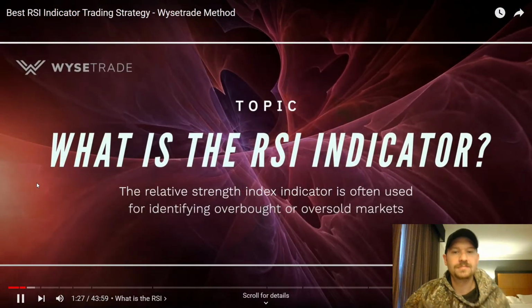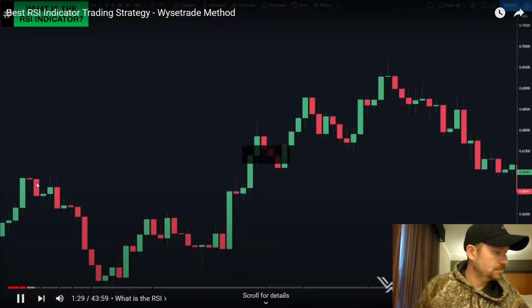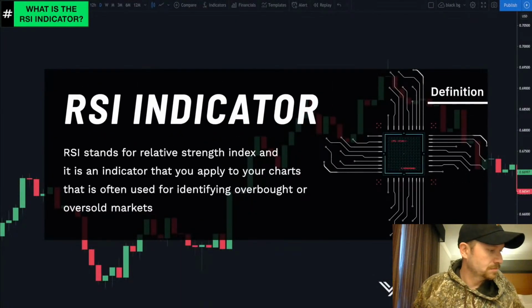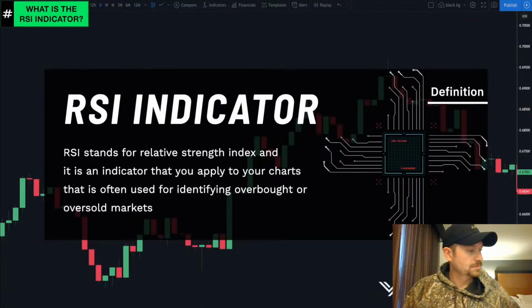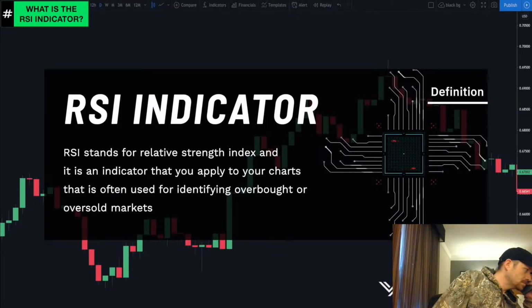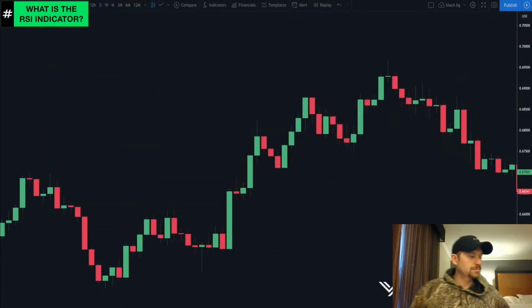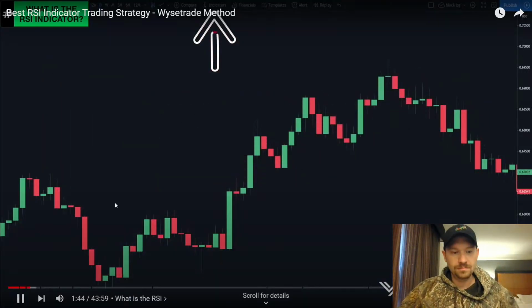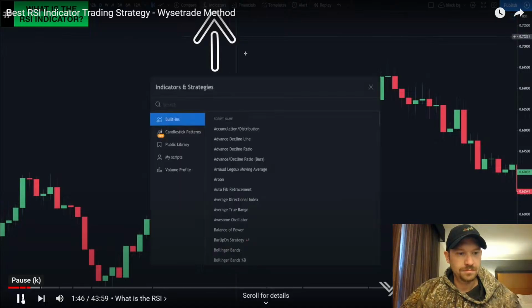So, what is the RSI indicator? RSI stands for Relative Strength Index, and it's an indicator that you apply to your charts that is often used for identifying overbought or oversold markets. So let's apply the RSI to our charts. At the top here, click Indicator.